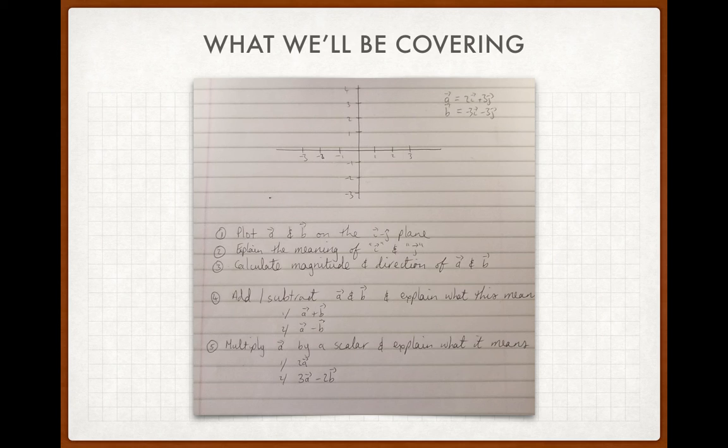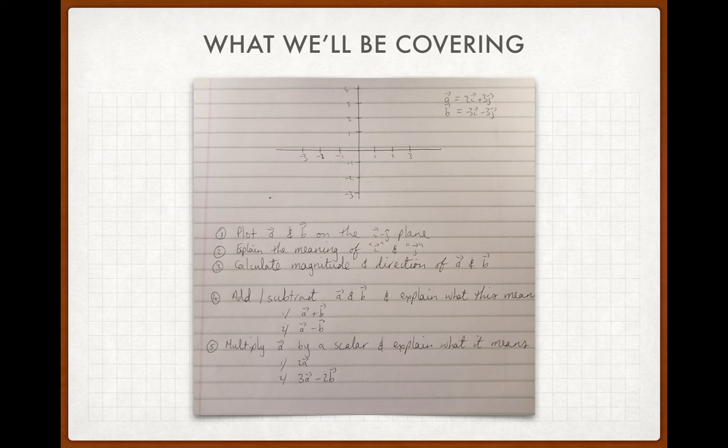2. Explain the meaning of the i and the j vector. 3. We want to calculate the magnitude and the direction of vector A and vector B. 4. We want to add and subtract vectors. And 5. We want to multiply a vector by a scalar, or just a number.